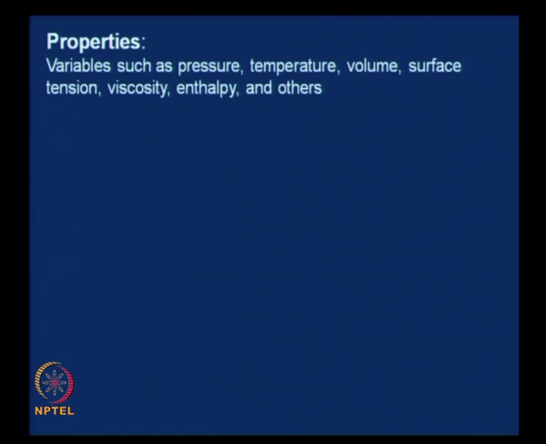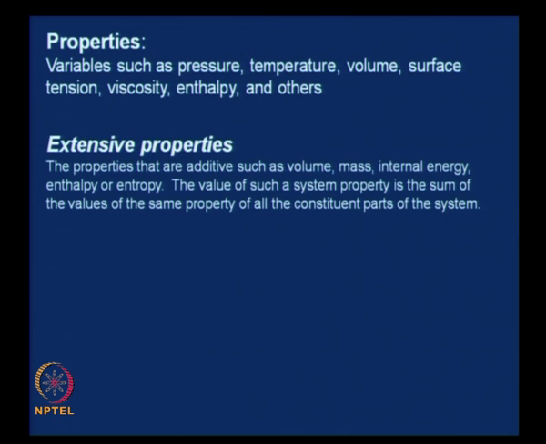The next concept that we would look at, review, is the concept of property. What exactly is a property? Properties are nothing but variables such as pressure, temperature, volume, surface tension, viscosity, enthalpy, and others of the system. It could refer to the system predominantly, of course it could refer to the surroundings also. There could be 2 types of properties, extensive properties and intensive properties.